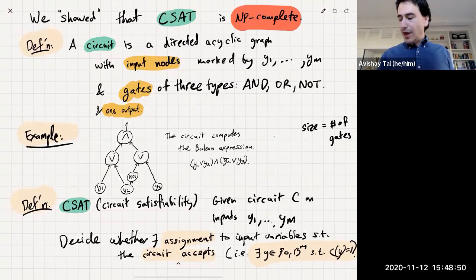And every other vertex is marked with either an AND gate, OR gate, or NOT gate. Okay, so if you're an OR or an AND, you have two inputs, and if you're a NOT, you have only one input.